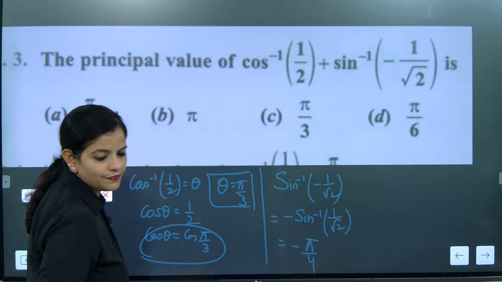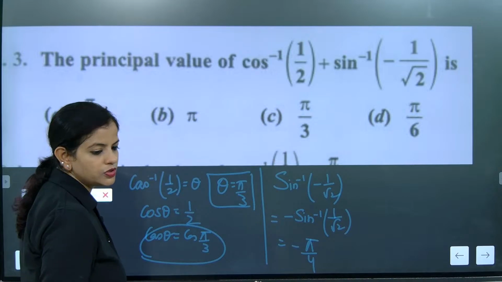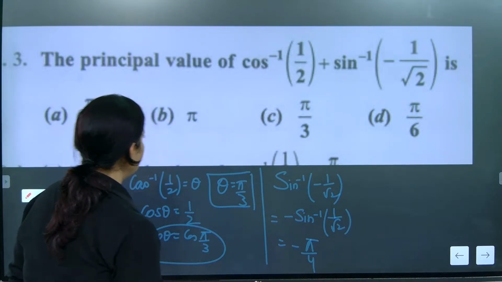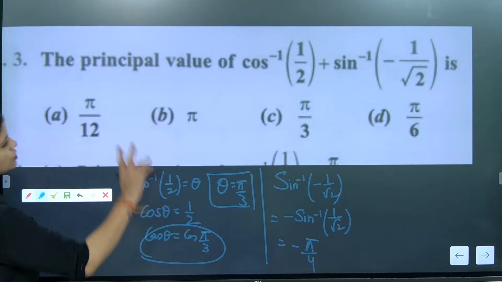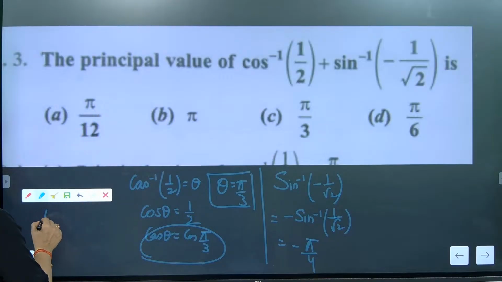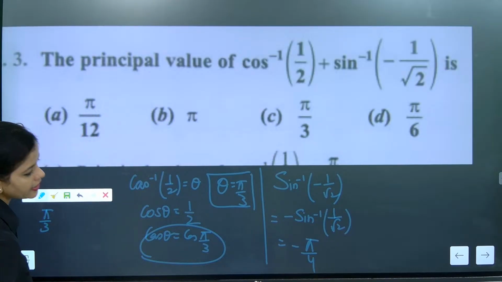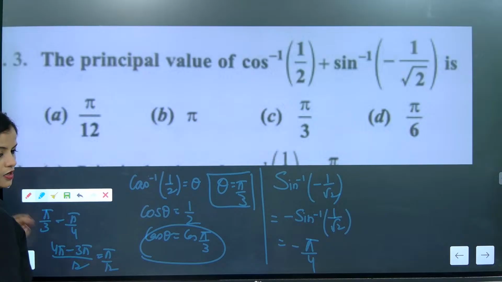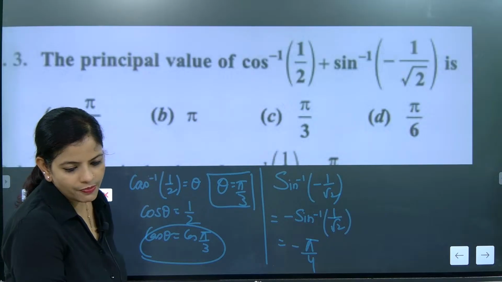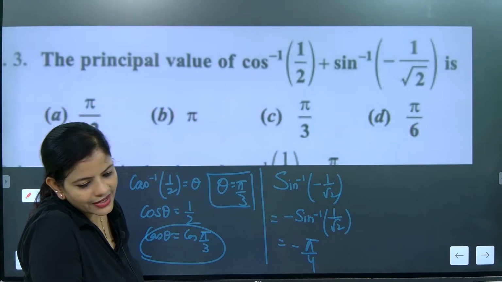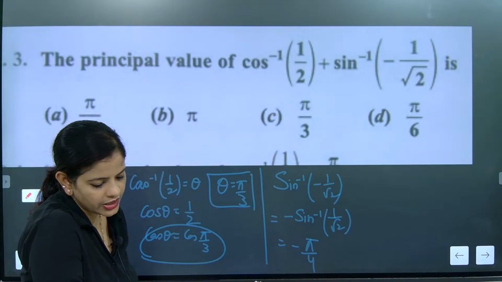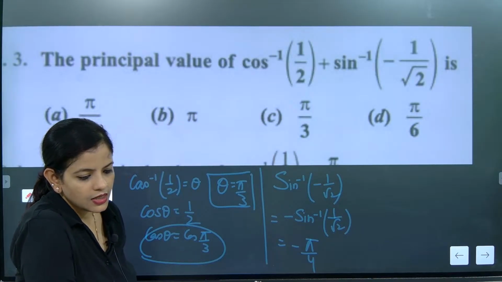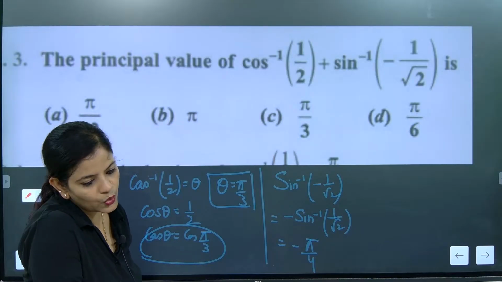I think Divya, Bala, and Ritesh have given the answer. Now we have to add both parts. One is coming as pi by 3, the second one is coming as minus pi by 4. Cross multiply: 4 pi minus 3 pi by 12. So it is coming as pi by 12. How many of you got pi by 12? Yes, the correct answer is pi by 12 only. Absolutely correct.